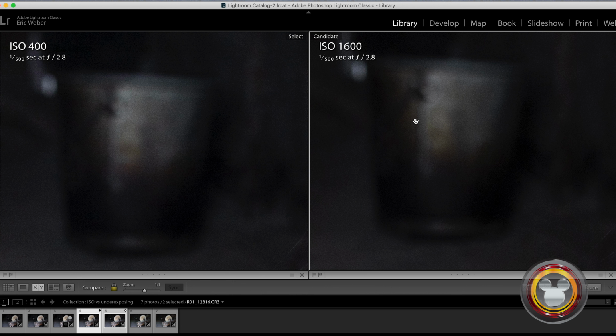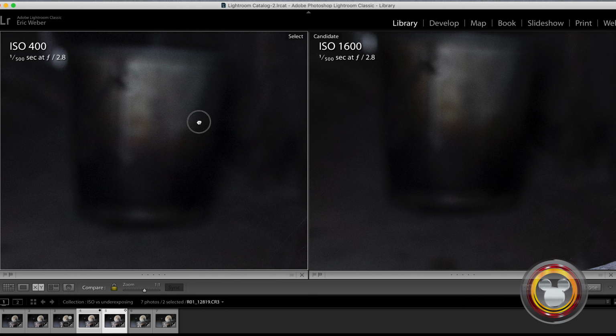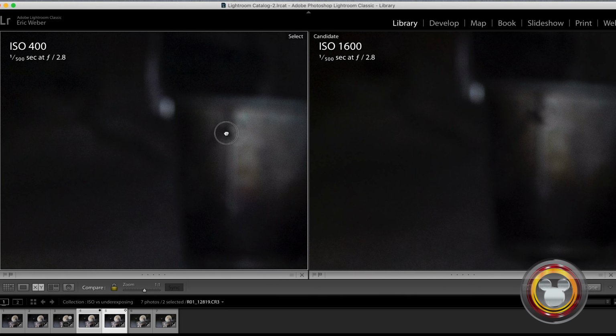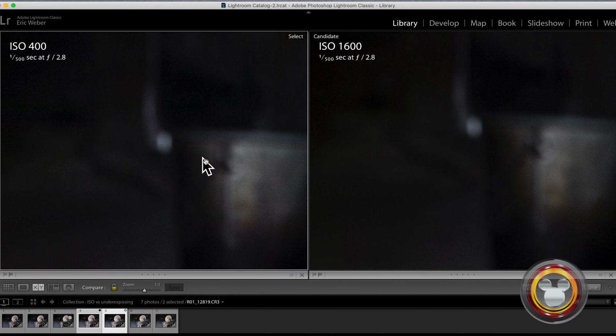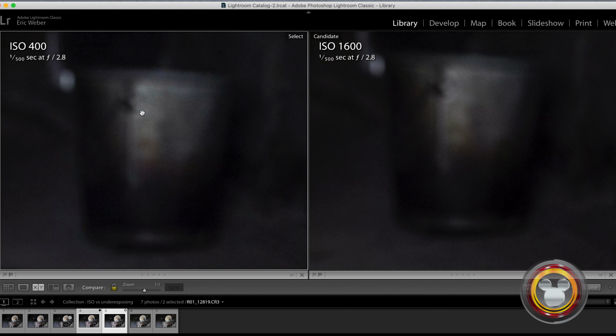I think the ISO 1600 shot looks a little bit nicer. It's just a little bit less grainy. And again, you run the risk when you're underexposing of losing some of the detail in the shadows back here that you might not want to lose.